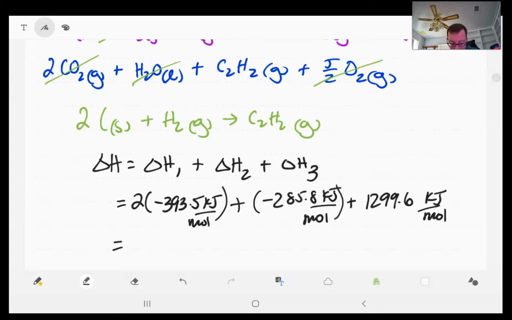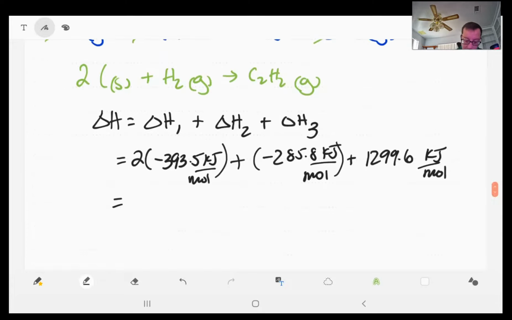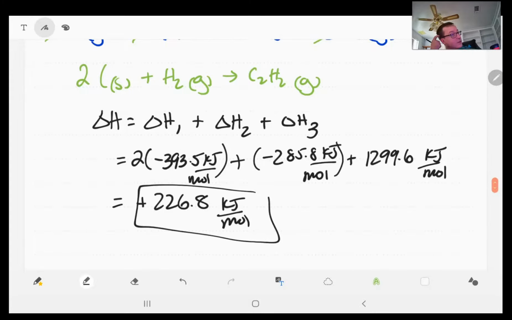And so we can do this. So 2 times negative 393.5 plus negative 285.8 plus 1299.6. Doing this, we get positive 226.8. Thankfully, all these numbers had 1 decimal point, so our answer still has 1 decimal point for sig fig purposes. And so this reaction here has a positive delta H, so it's endothermic, and that's the value for it.